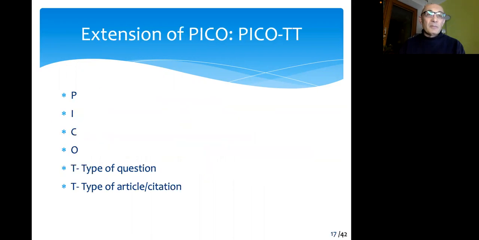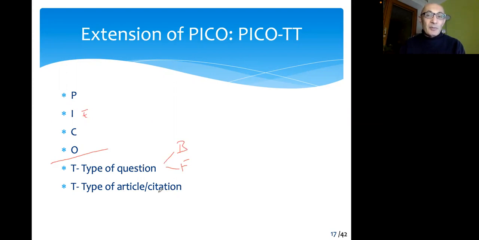relevant when possible. However, the scientists love to make it complicated, so PICO can sometimes be extended to PICO-TT, namely T meaning the type of question. You already know it, background or foreground questions, or the type of article or study or research.